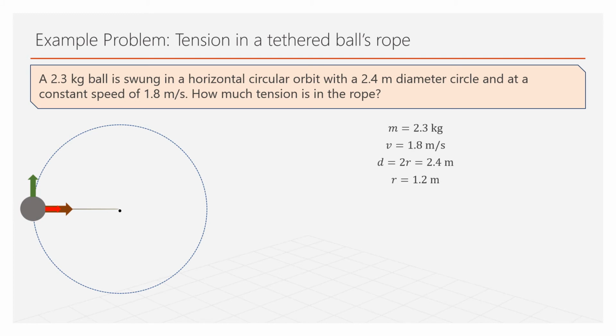We know that the mass is 2.3 kilograms, the speed is 1.8 meters per second, the diameter is 2.4 meters, and so therefore the radius is 1.2 meters. The tension will be equal to the object's mass multiplied by its acceleration. The acceleration is the speed squared divided by the radius. All that's left now is to perform the computation, which looks like this. And in the end, we get that there is 6.2 newtons of tension in the rope.